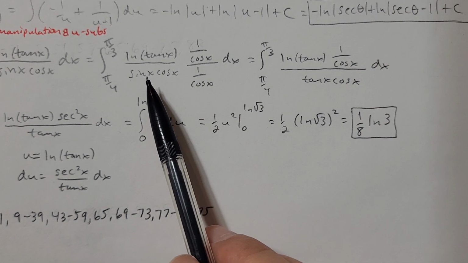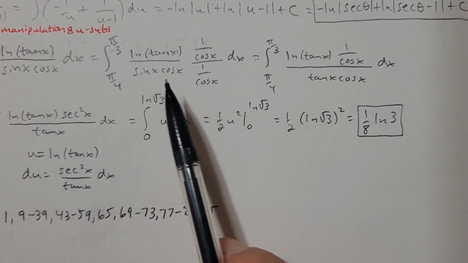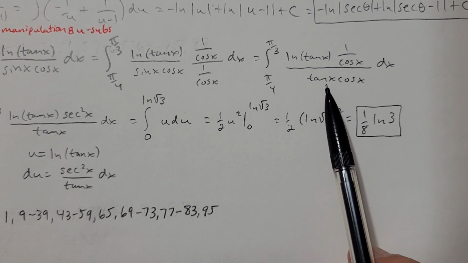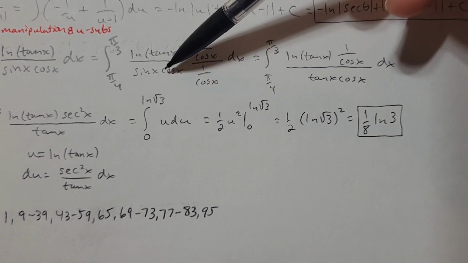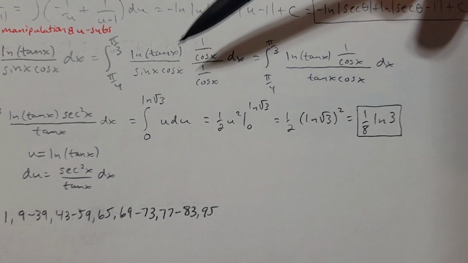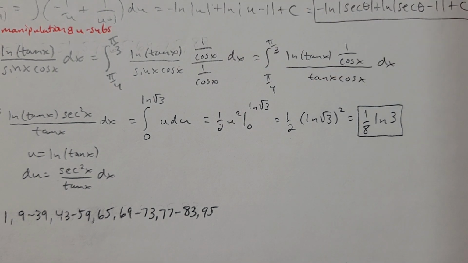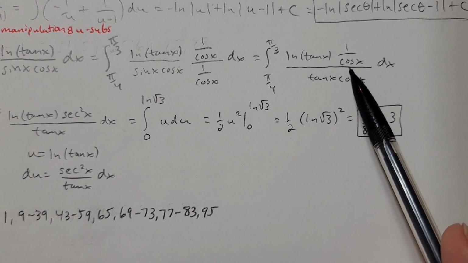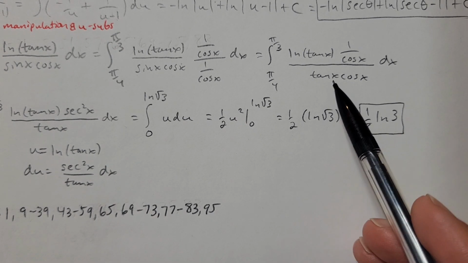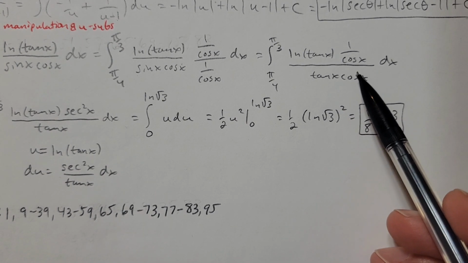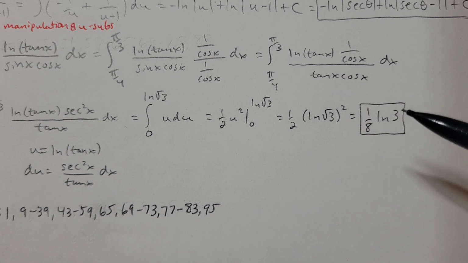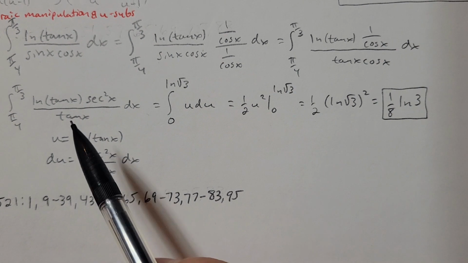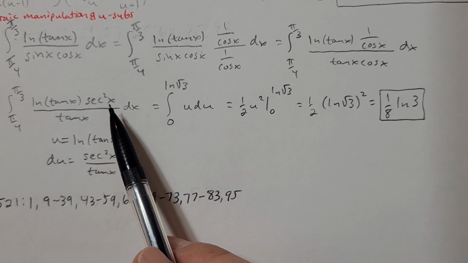And say, 1 over cosine x. So sine x over cosine x, that's the same as tangent x. And I got tangent x times cosine x in the denominator there. And then ln of tangent x divided by cosine x is in the numerator. Okay. 1 over cosine x divided by cosine x, when I flip the denominator, that's 1 over cosine squared x, which is by definition secant squared x.